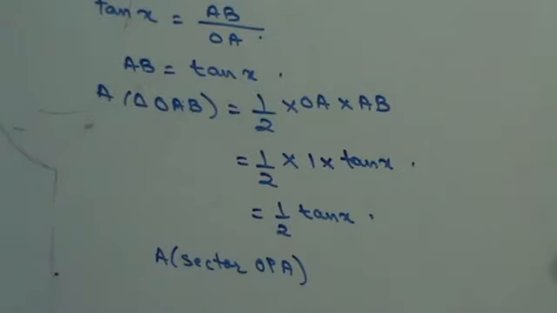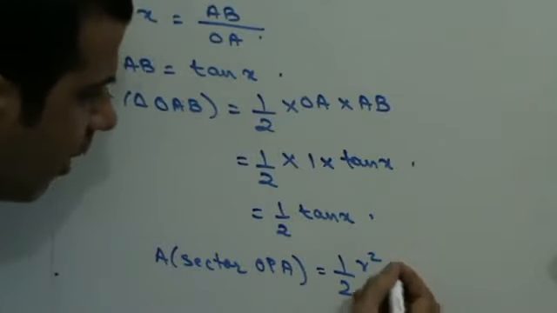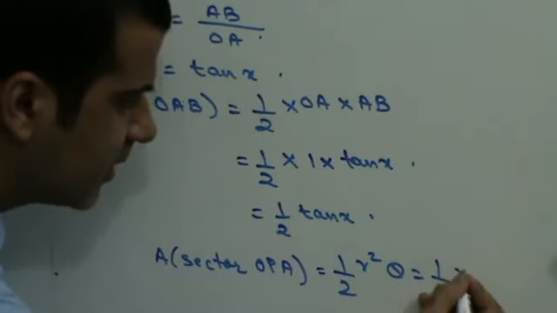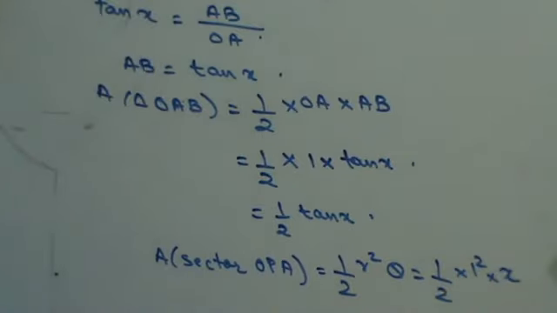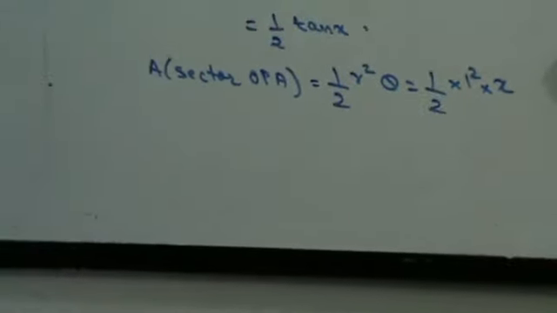Area of sector is given by the formula half r square theta. Here the radius is 1, theta is x. Right? Next, let's consider in triangle.